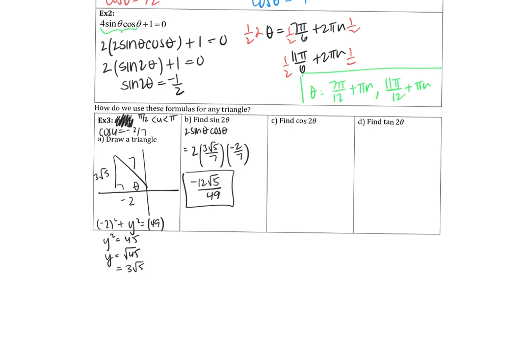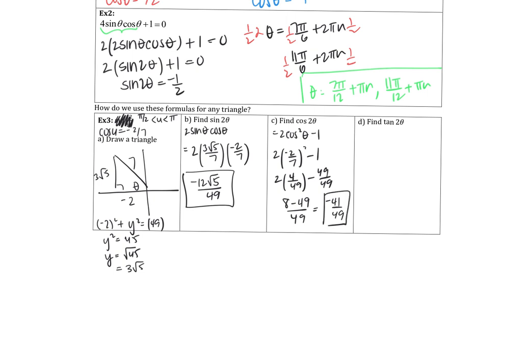Let's find cosine 2 theta. You can pick any formula that you would like. Since we're given cosine, I'm going to use 2 cosine squared theta minus 1. So 2 times that cosine squared is going to be -2/7 squared minus 1. This is going to be 2 times 4/49 minus, I'm going to make this 49/49. 2 times 4 is 8 minus 49/49. And 8 minus 49 is going to be -41/49. There's our cosine value.